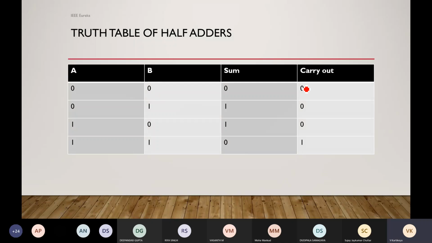Now let's look at the truth table of the half adder. 0, 0, the sum is 0, carry out is 0. 0, 1, the sum is 1, the carry out is 0. 1 plus 0 will be the same as 0 plus 1, and 1 plus 1, the sum is 0, the carry out is 1. You guys understood this, right? Or do you need me to repeat anything? Yes, bro, we understood.